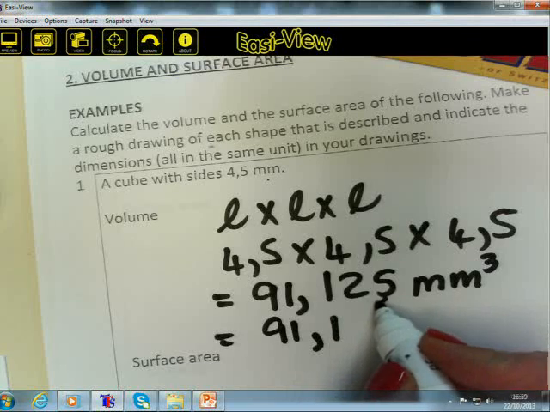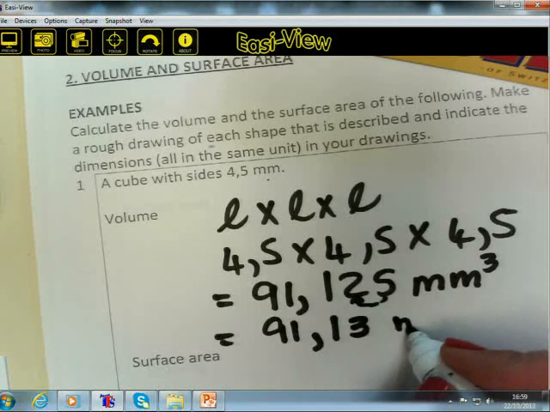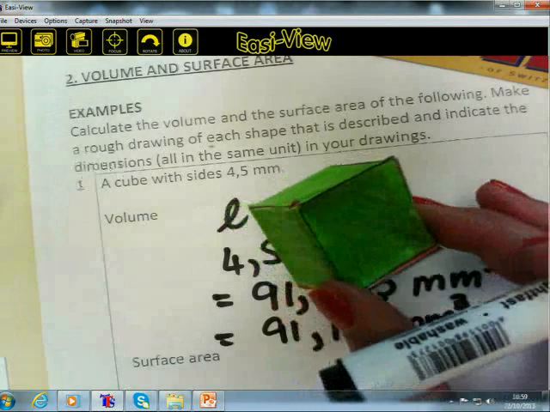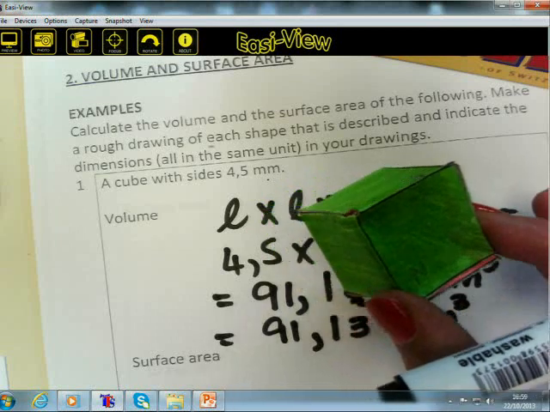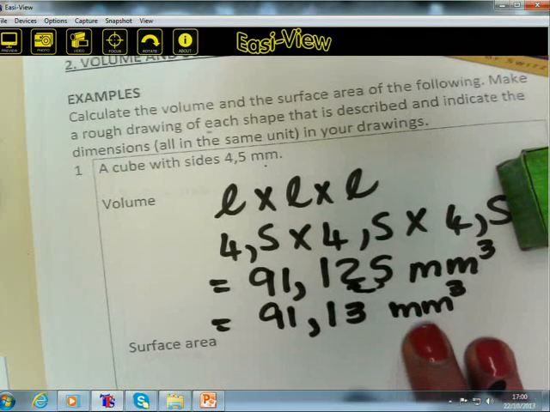91,1, and this 5 is bigger than 4, so that's going to change that to a 3. Millimeters to the power of 3. It's a 3-dimensional cube. The answer is in millimeters to the power of 3.